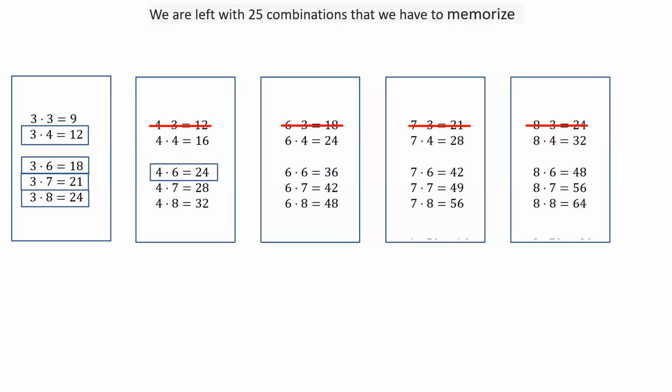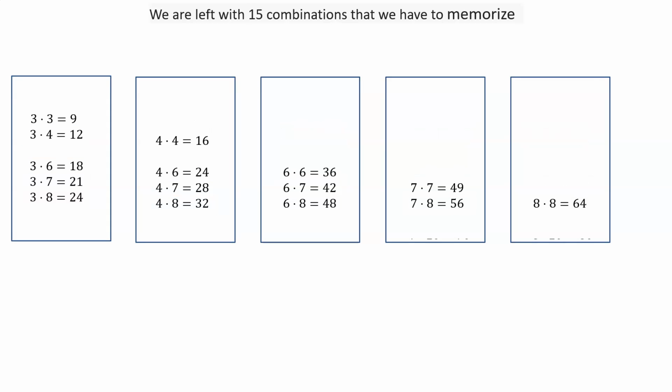4 times 6 is just the same as 6 times 4. 4 times 7 is just the same as 7 times 4. 4 times 8 is just the same as 8 times 4. 6 times 7 is just the same as 7 times 6. 6 times 8 is just the same as 8 times 6. And 7 times 8 is just the same as 8 times 7. Thus, we are left with only the 15 combinations with which we have started the video.